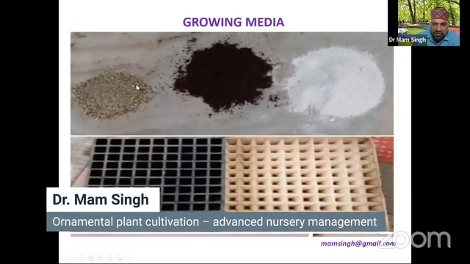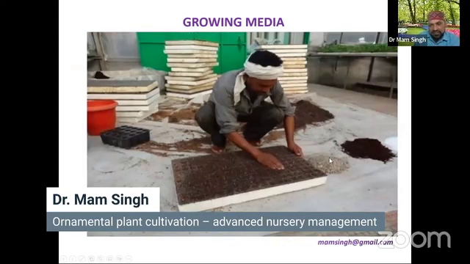Here, this growing media is mixed in the ratio of 1 to 3 to 1 to 1, and then the pro tray is ready to be filled up. So here we mix this medium, and the growing mixture is ready, and then we can gently take out the trays and pour it on, and fill all the cavities in the pro tray uniformly, so that it is not too loose or too tight.